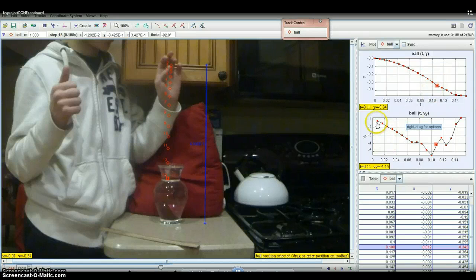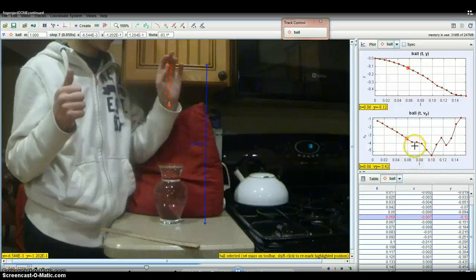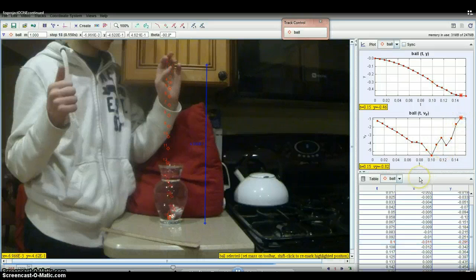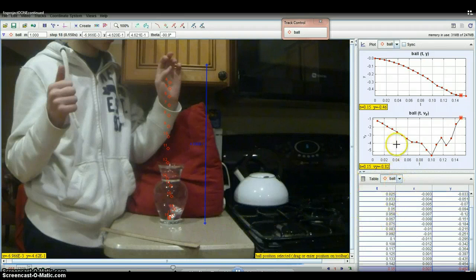We also noticed that in the velocity versus time graph, the line was a straight slope line until about 0.06 seconds. After that, the line became nearly flat until about 0.08 seconds, where it took a steeper slope and reached the maximum velocity of negative 5.48 meters per second. After that, the velocity sharply decreased until it hit the bottom of the vase and hit nearly 0.0 meters per second.